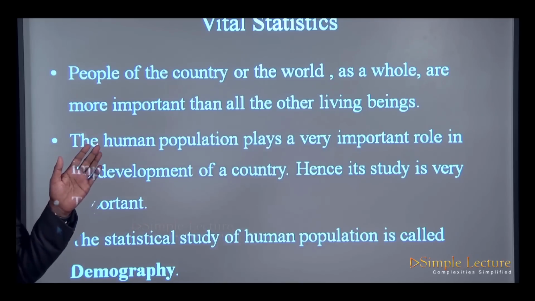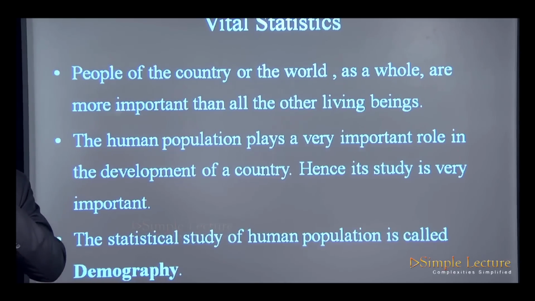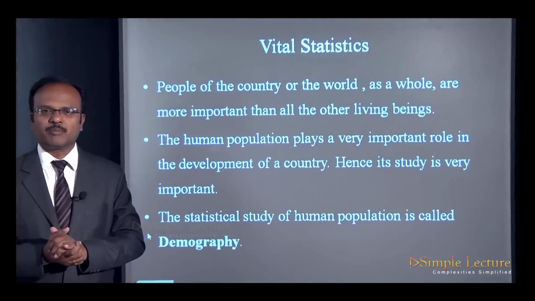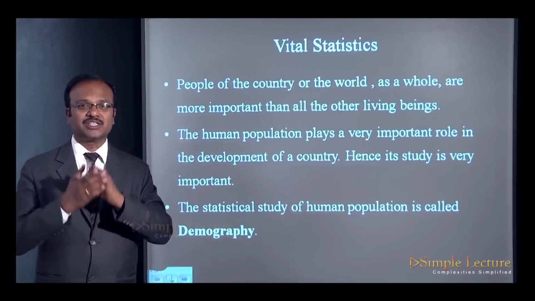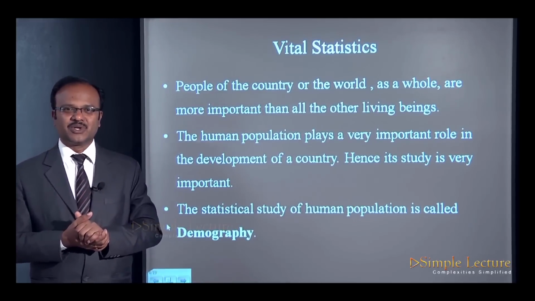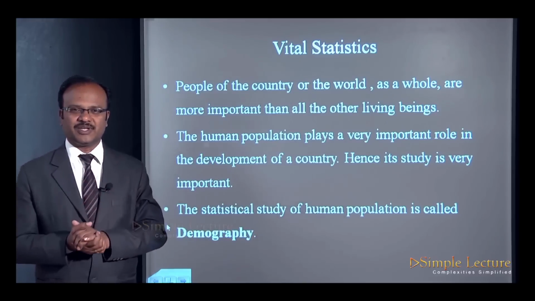The human population plays a very important role in the development of any country, any economy. Its improvement or development depends upon the development of the human beings. In other words, it is directly proportional. The more the development of the human beings, the more will be the development of an economy. Hence, we stress more importance on studying the various characteristics of these human beings. So, in statistics, the study of human population, we call it demography.